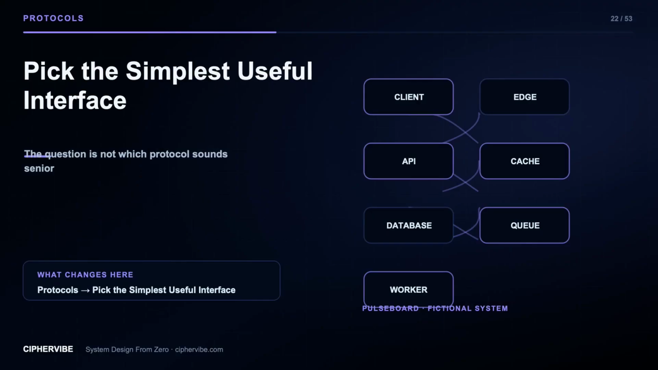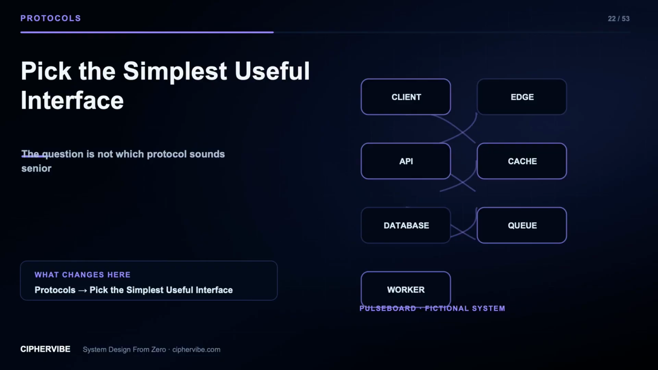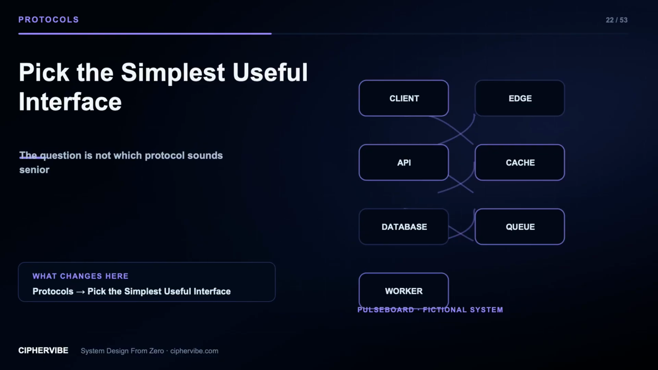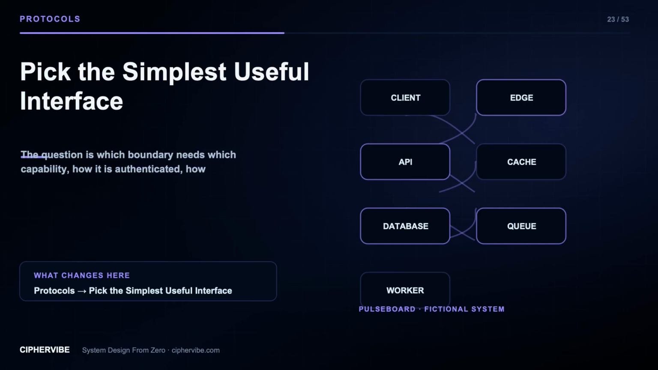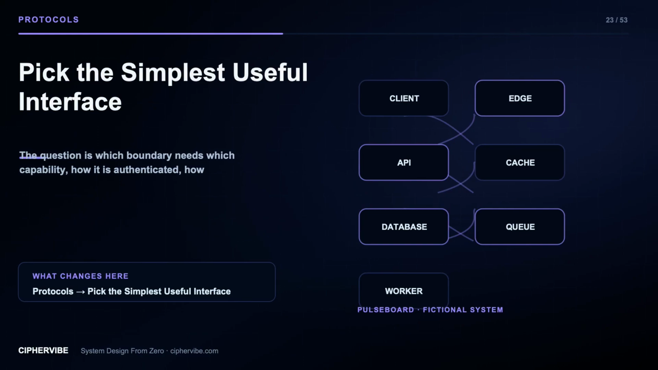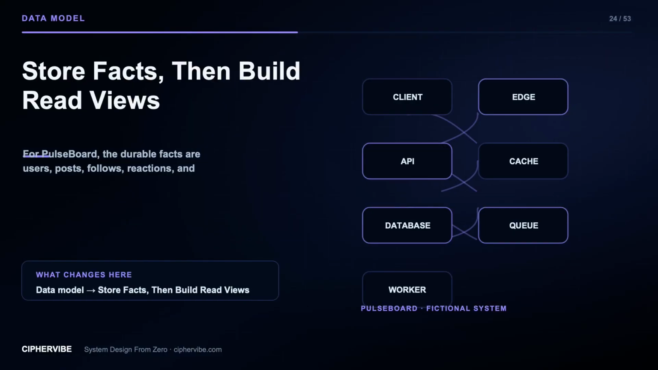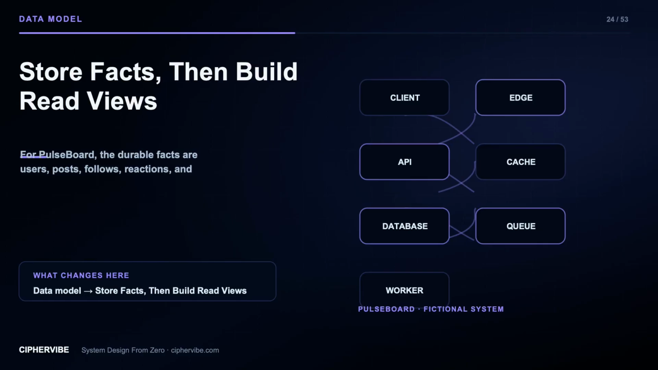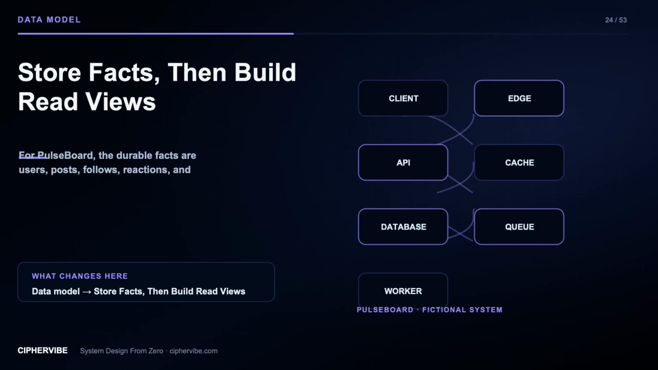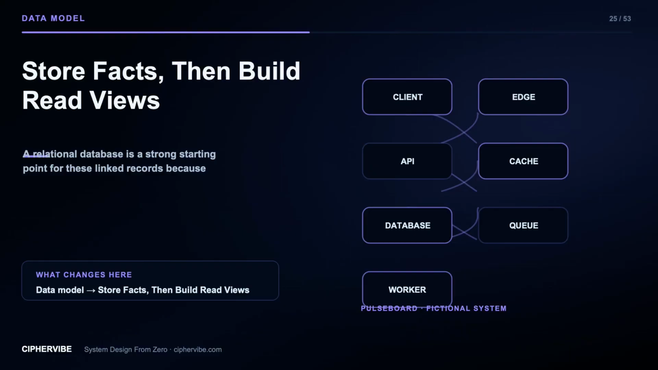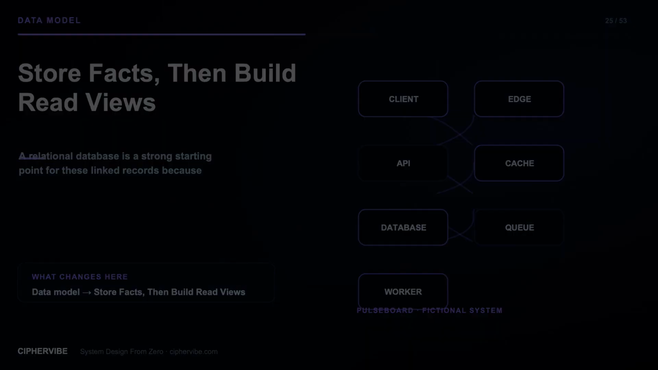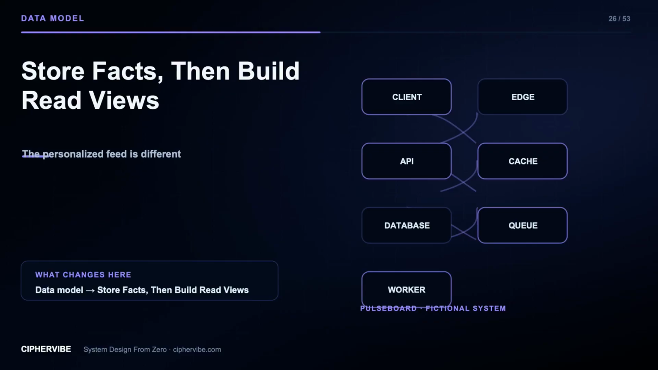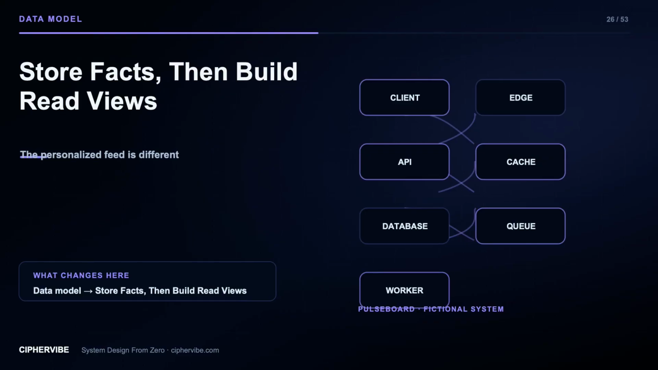The question is not which protocol sounds senior. The question is which boundary needs which capability, how it is authenticated, how failures appear, and how its cost is limited. For PulseBoard, the durable facts are users, posts, follows, reactions, and moderation decisions. A relational database is a strong starting point for these linked records because transactions and constraints protect important relationships.